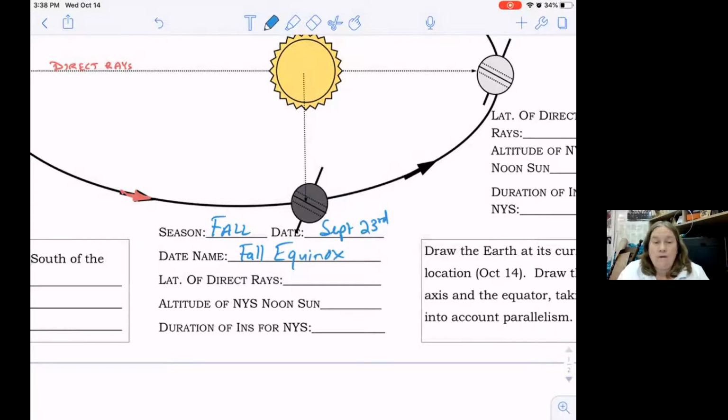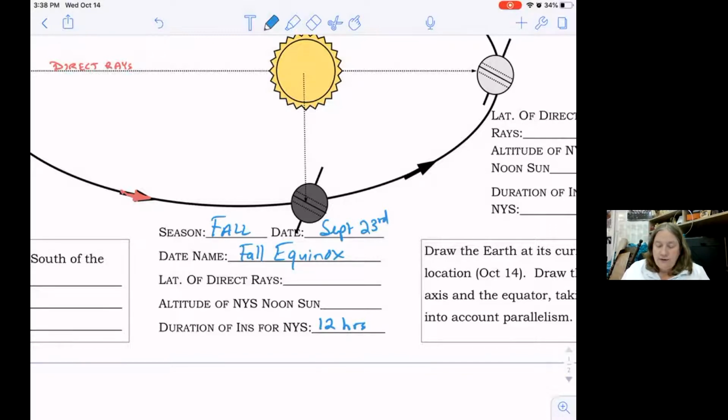Equinox means equal days, equal nights. Every place on the face of the earth gets 12 hours of daylight and 12 hours of darkness on the equinoxes. So we can put that down for the duration of insolation. Since we happen to be on the face of the earth, we get 12 hours of insolation.